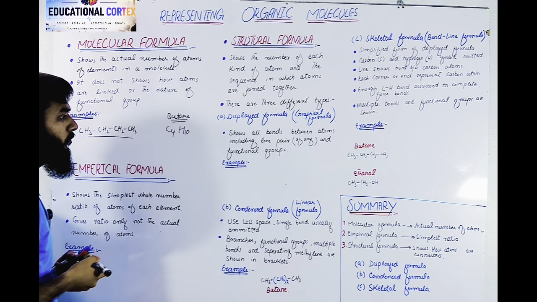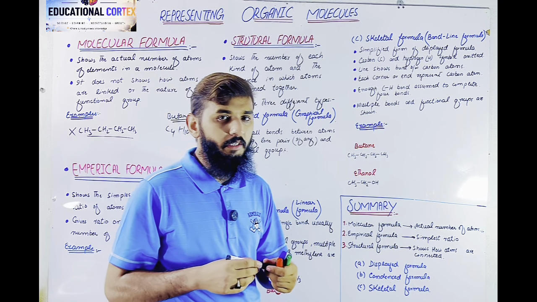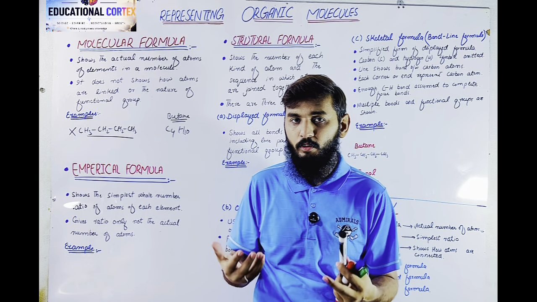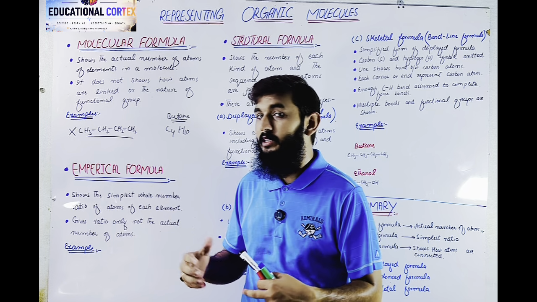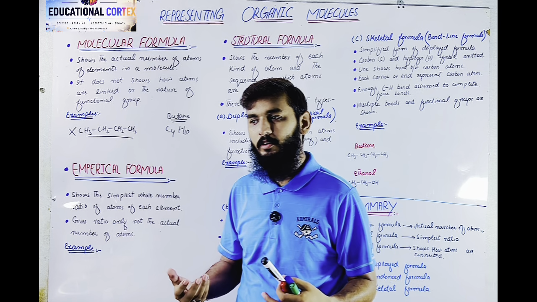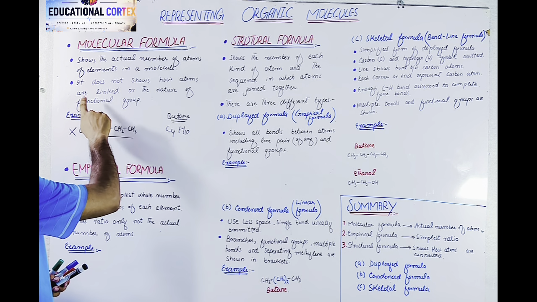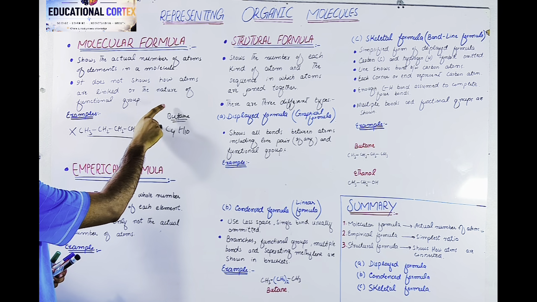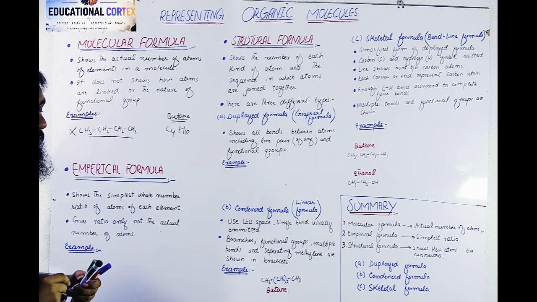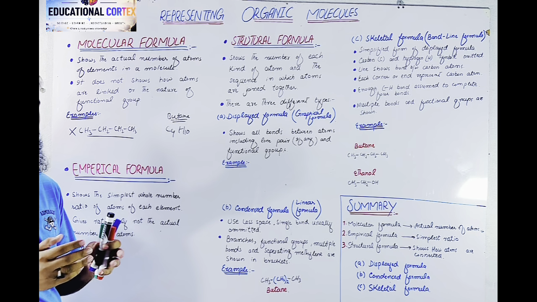It means the molecular formula does not concern the nature of bonding, how many bonds are present between the atoms and what type of bond, either single bond, double bond, or triple bond. It does not give that information. Second, it does not show how atoms are linked, and it does not give the information of the functional group.